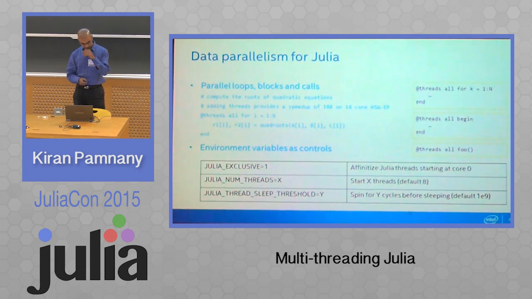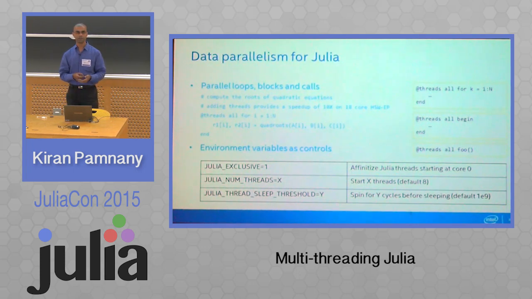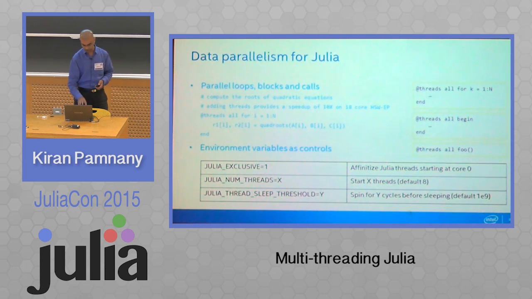How many threads should Julia start? That's controlled by the number of threads variable here. A lot of the time in programs, or when you're doing stuff interactively, you don't need all the threads spinning and waiting for work, burning power. So there's a threshold after which they will go to sleep. These are the only parameters that there are right now, and the defaults are adjustable.